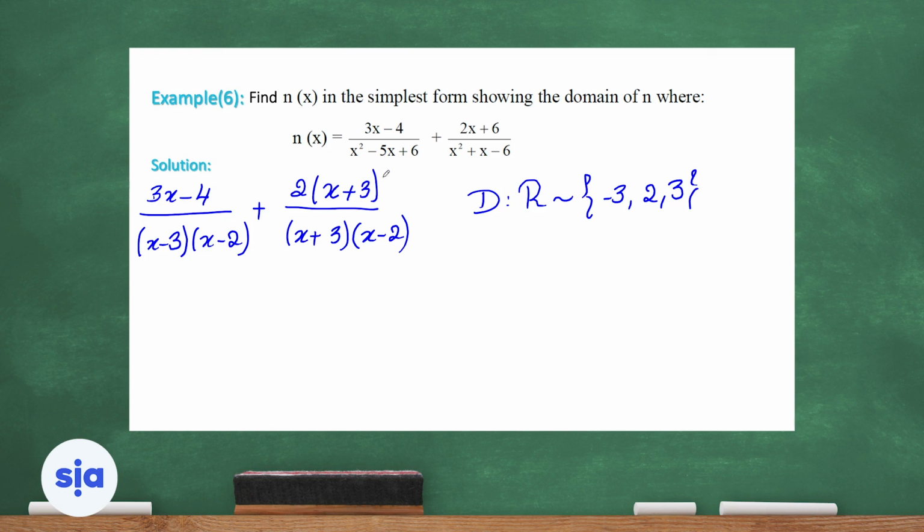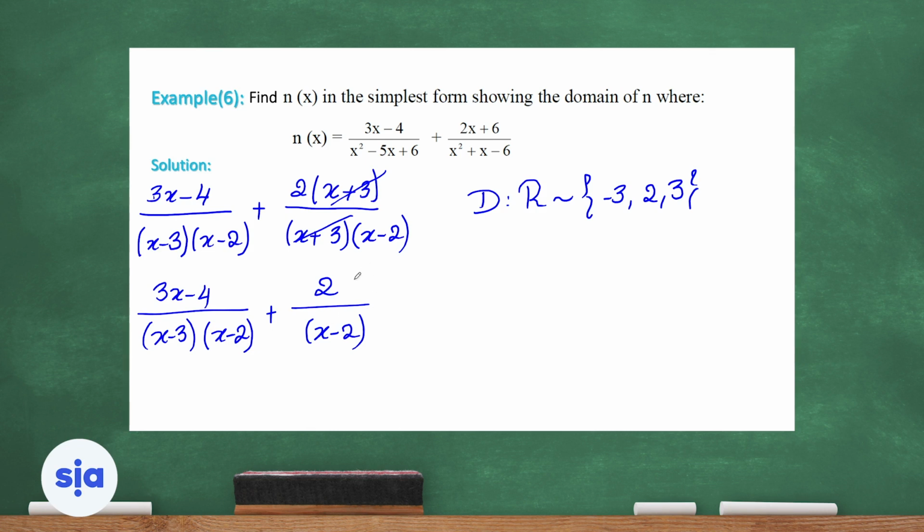Now, as you can see here, the x plus 3 can be crossed out with the x plus 3, so it's 3x minus 4 over x minus 3 times x minus 2 plus 2 over x minus 2. Yes, you're now thinking correctly: what shall I do now to find the common denominator for both fractions in order to be able to add?